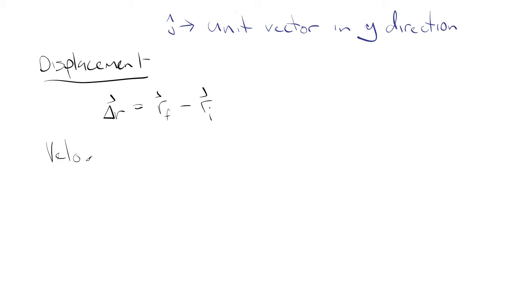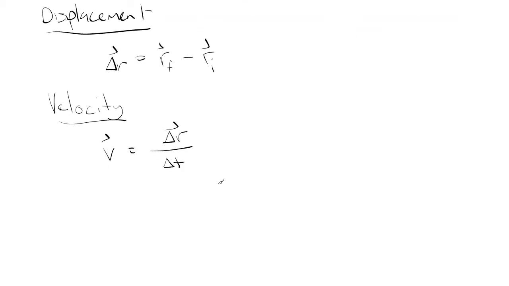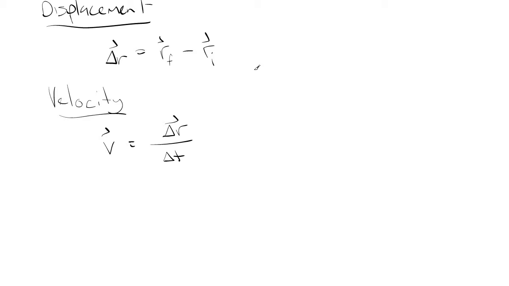Velocity doesn't really change. It still gets a v. The only thing that changes is the definition, which is the displacement divided by time. So we get a delta r instead of a delta x or a delta y. Now let's look at an example using velocity so that we're comfortable doing that.